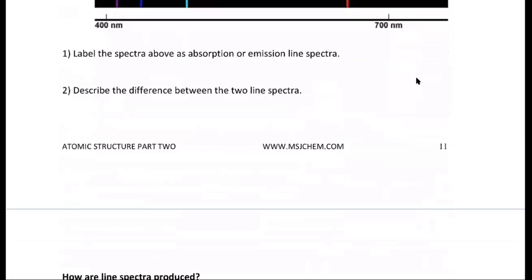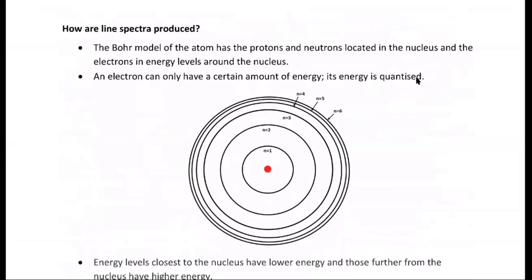So how are these spectra produced? Okay, that's kind of the last part here. So the emission and the absorption spectrum are really similar. It just depends on which direction you're going, okay?